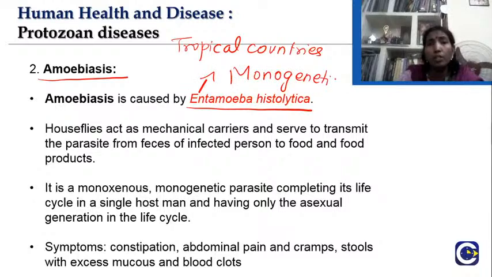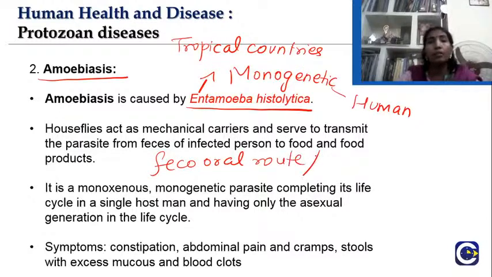What do you mean by monogenetic? The parasite will have only a single host, and that too humans alone. So it is very specific. Okay. So it is a monogenetic parasite. That is another important question they can ask you. Now, how is the mode of transmission? The mode of transmission is through the fecal-oral route, or it can spread through some mechanical vectors like house flies, even cockroaches and all that.